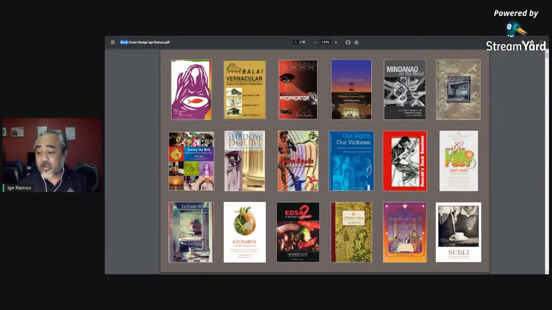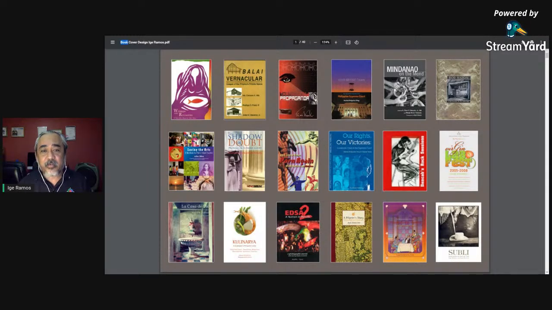So book design doesn't happen in a vacuum. Before it happens, the designer has to read the manuscript. If not, the client or the publisher provides the designer a creative brief where the non-negotiables are clearly stated. So what are the non-negotiables? The non-negotiables are basically the color scheme, the typeface, the logo, the images, the photography, or the illustration. Normally, I would work with the author or the publisher.